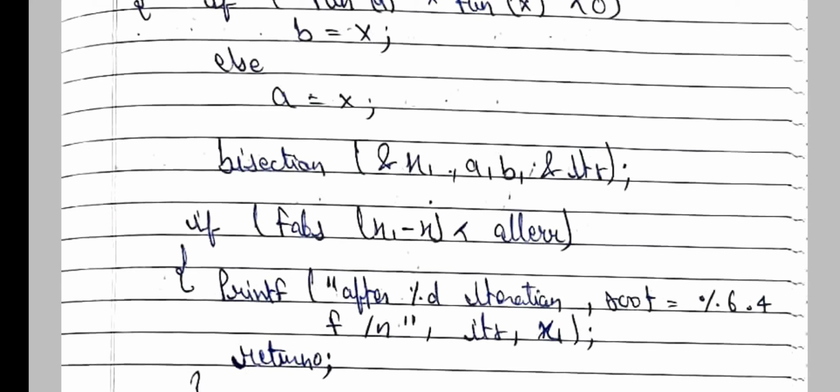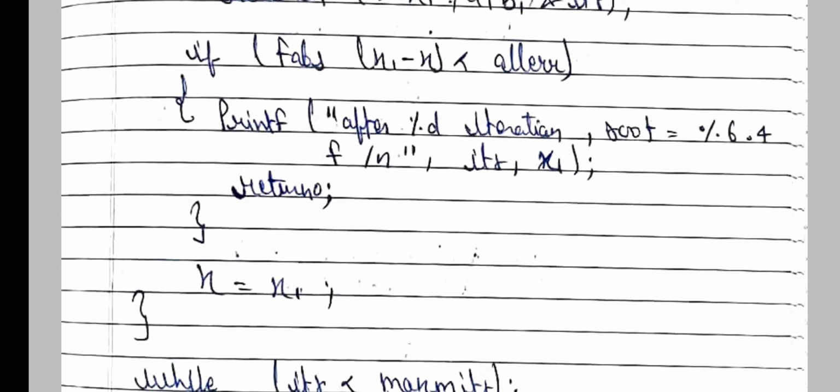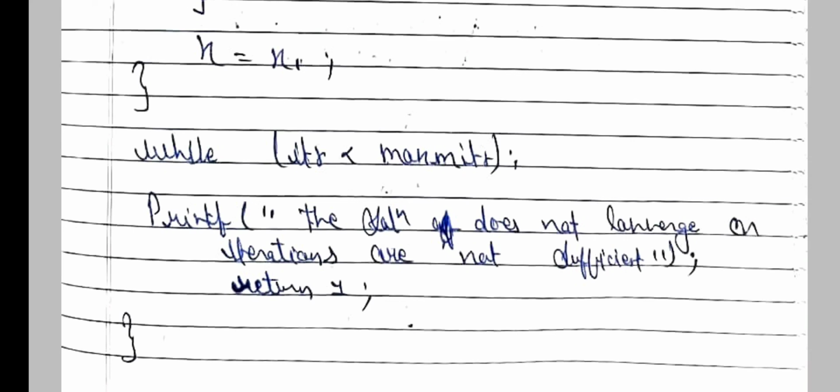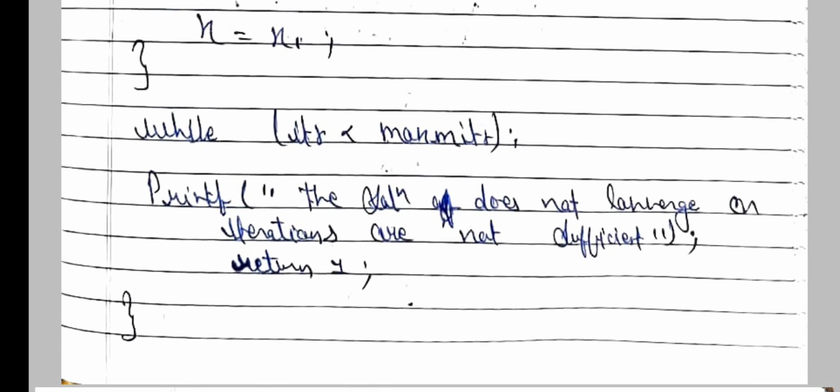Then we will again call the bisection function, and we will check with fabs that x1 minus x should be less than error. If it is, then we have to display x1 and ITR, that is printf, otherwise we have to say x1 equals x. Now we will again put the while loop and print that the solution does not converge. And that's all for this video.